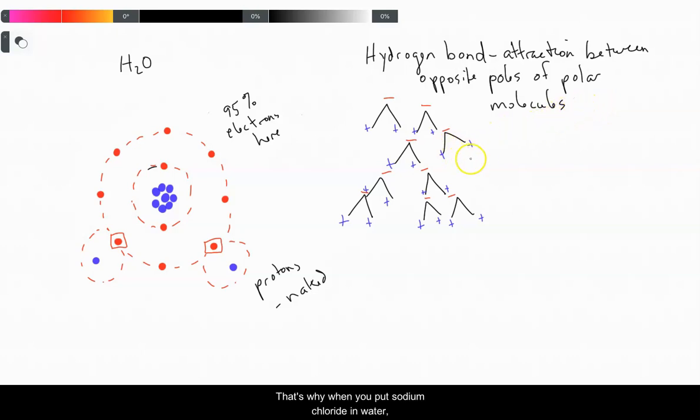That's why when you put sodium chloride in water, the negative ends of the water are going to glom onto the positive ion of sodium. The positive ends of the water molecules are going to glom onto the negatively charged chloride ion, and they're going to literally intercalate in between that ionic bond and break it apart. And that's how sodium and chloride get dissolved in water. So it's a very important bond. Without it, we would not have life as we know it.